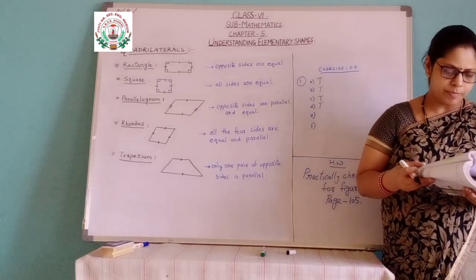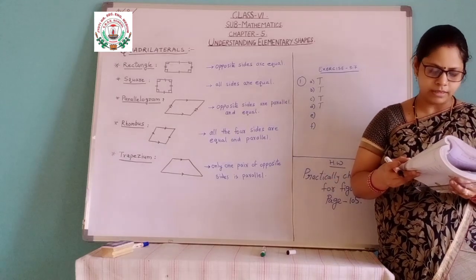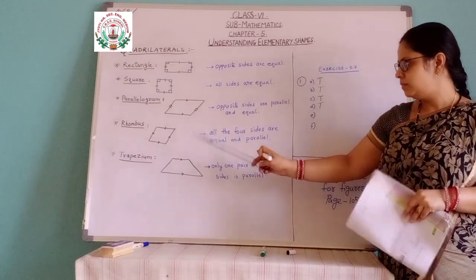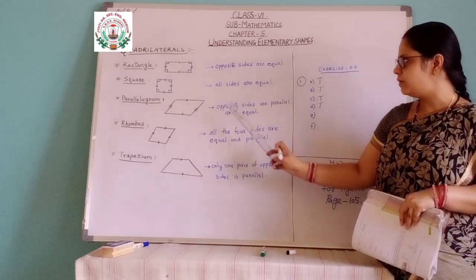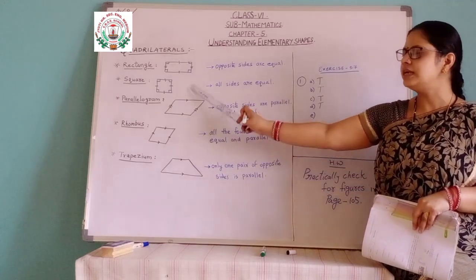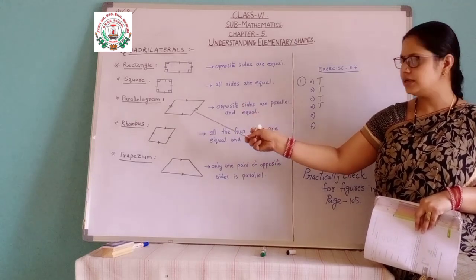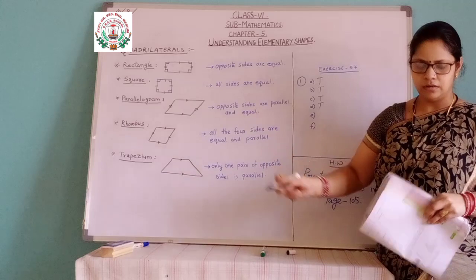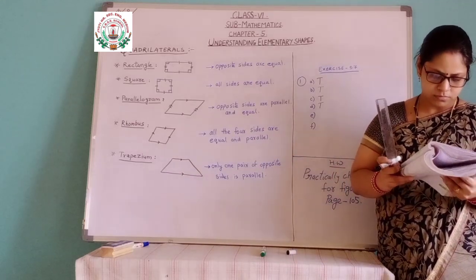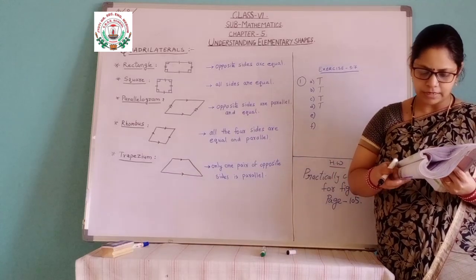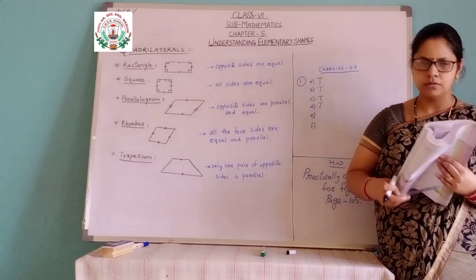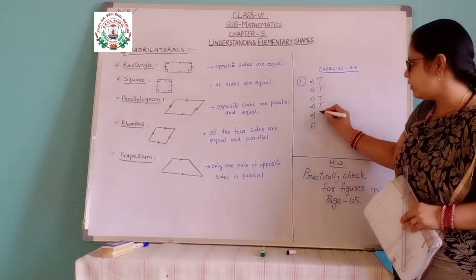All the sides of a parallelogram are of equal length. This one is the parallelogram. Only opposite sides will be equal. All the sides being equal is not necessary. Only opposite sides are equal. So all the sides of a parallelogram are of equal length? Not necessary. So it is false.